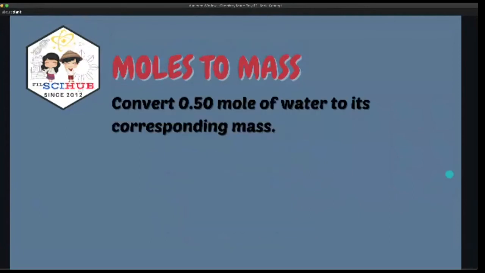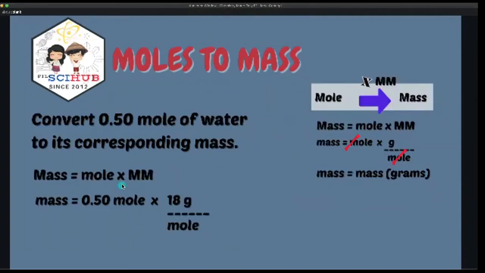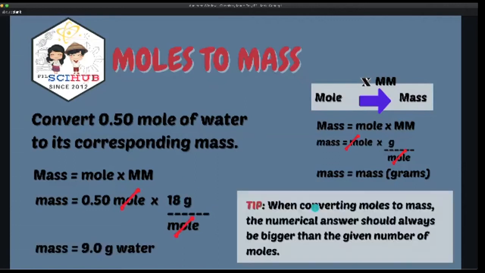Okay, so let's tackle one particular example. So ito naman. Okay, convert 0.5 mole of water to its corresponding mass. So sabi natin kanina, all right, the amount in moles multiplied by the molar mass. So 0.5 mole of water multiplied by 18 grams per mole. So that's the molar mass of water. And what you'll actually get would be 9 as an answer. So 9 grams of water.